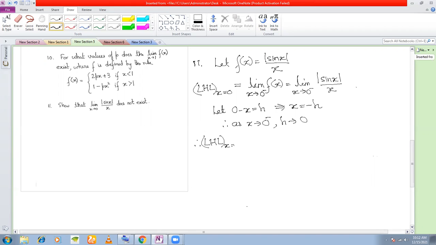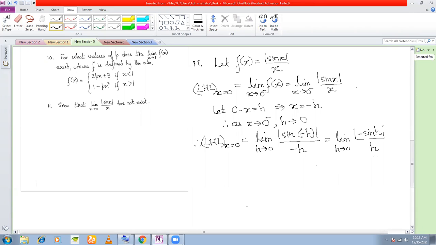So what is the value of the left hand limit? Left hand limit at x is equal to 0 is equal to the limit, changing everything in terms of h, as h tends to 0 of mod sine of minus h divided by minus h, which is the limit as h tends to 0 of mod minus sine h, because sine of minus theta is minus sine theta, divided by minus h. Now it depends on the value of minus sine h. If minus sine h is positive, you can remove the mod. If minus sine h is negative, then you need to take a negative sign with the mod.